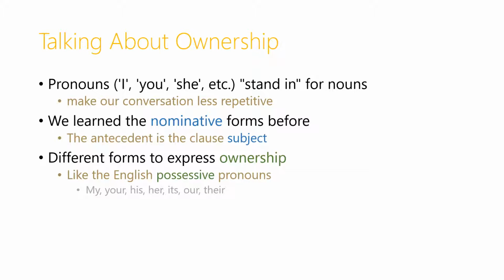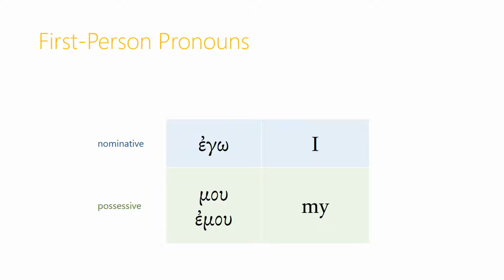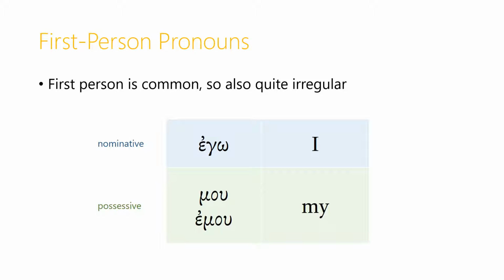These are very much like the English possessive pronouns. We have, instead of I, you, etc., my, your, his, her, its, our, and their in English. Now, if you remember, the more common a form is, or the more common a word is, the more it tends to be irregular in form. And that's what we get in the first person pronouns.